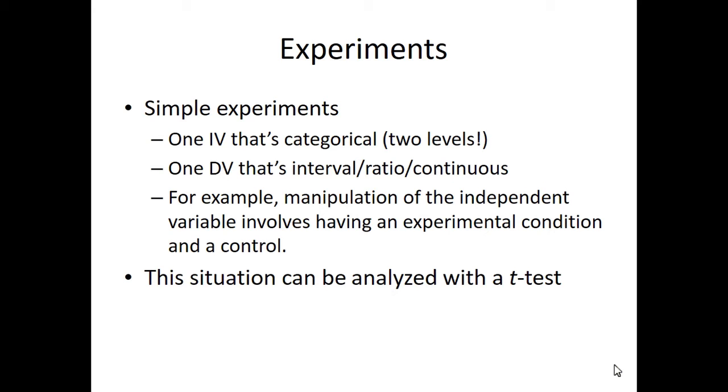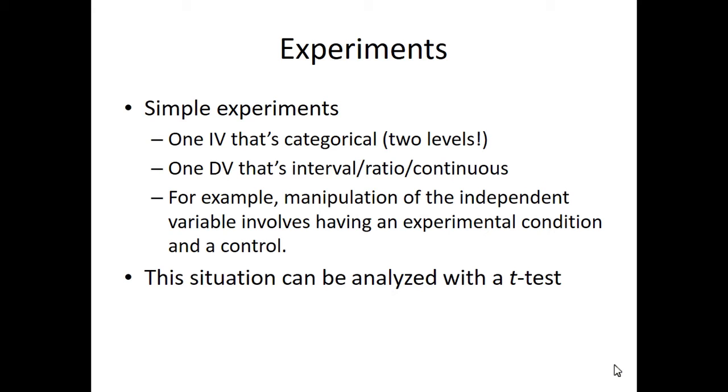If we have three or more, that's ANOVA. That's the next set of chapters. If we only have one, it's not really an experiment. So we're going to have at least two levels. That's the categorical variable. That's going to be your IV. One dependent variable, that's interval, ratio, or continuous. So it has to be at least a scale variable in some form for parametric statistics, which is what we're doing.